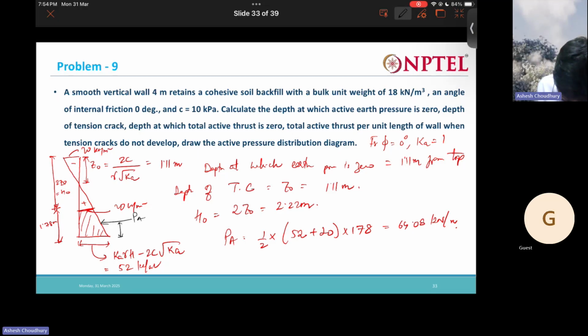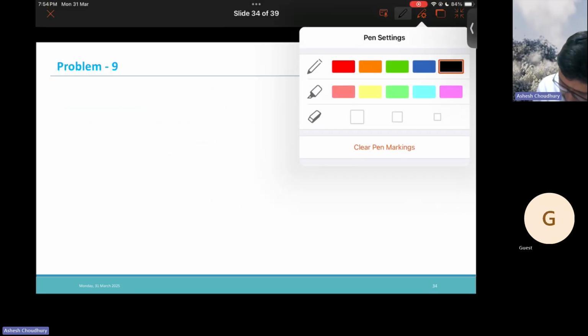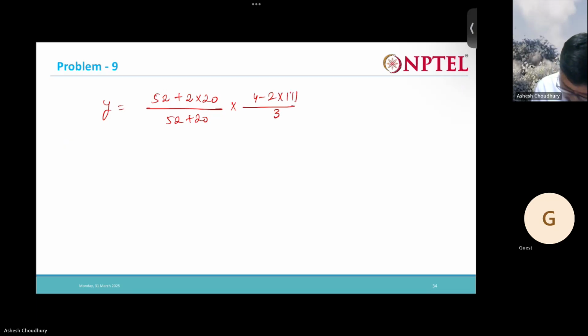The distance Y. So now let us find out, let us calculate Y. This is from the formula for the centroid of a trapezium. So Y is 0.758 meters. Okay, this is my Y.